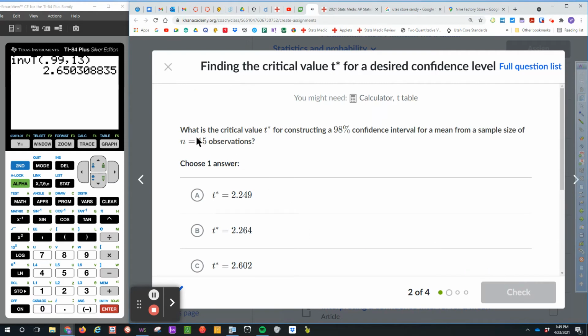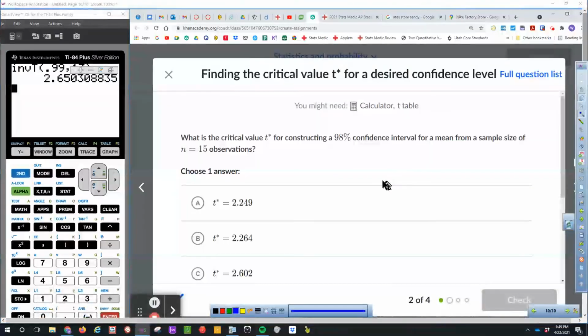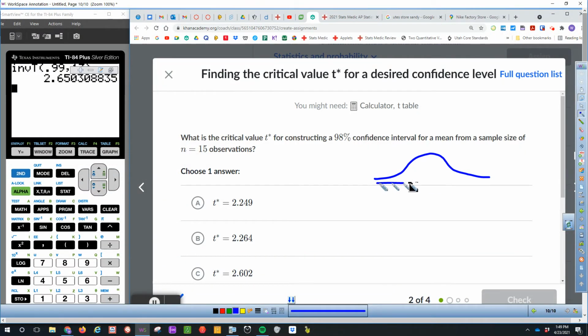Okay, let's do another one. What is the critical value T star? It's always good to draw. 98%, which is 0.98, means the tail end here is 0.01, and the tail end here is 0.01. So it's the same thing as the previous question. Here, they didn't give us the degrees of freedom, but they give us the sample size.